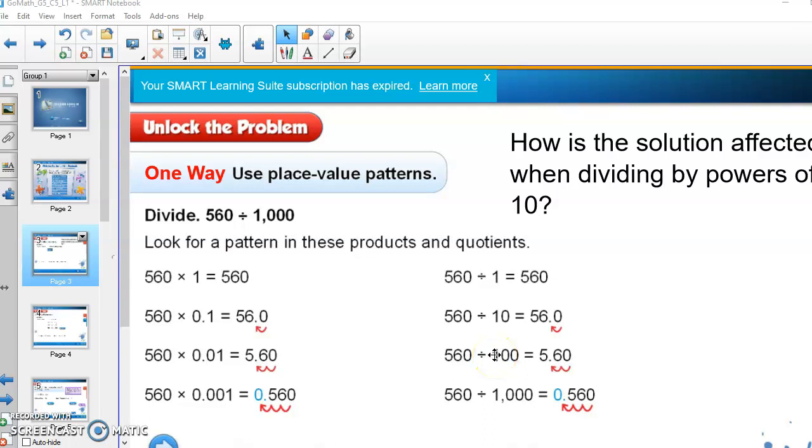Today we are taking a look at lesson 5.1 where we are dividing numbers by powers of 10. Our lesson essential question can be found right here. It is, how is the solution affected when dividing powers of 10?